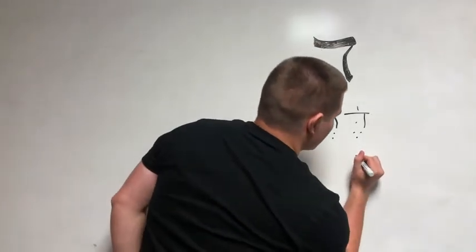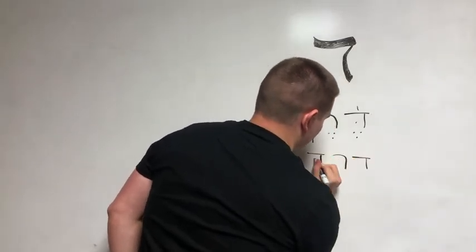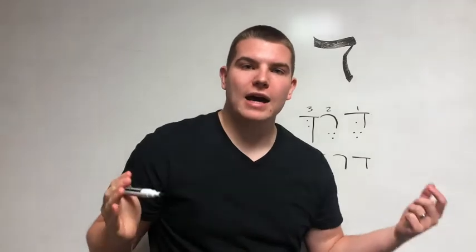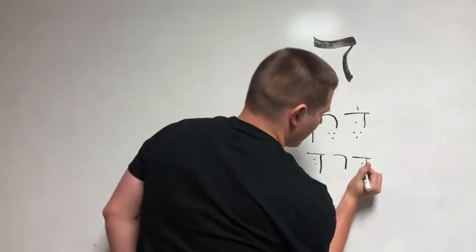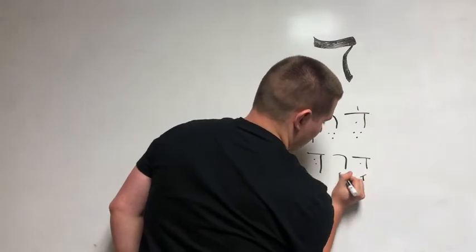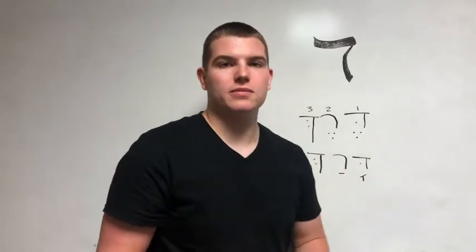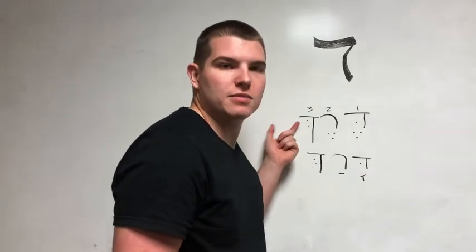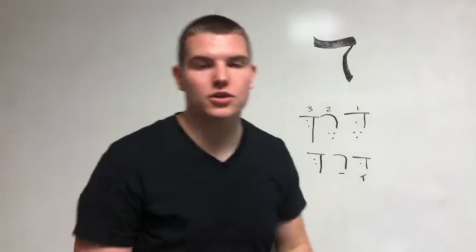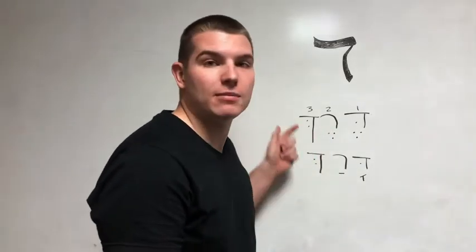So I'll write the same 3, just like that. And then if you add different vowels to it, it changes what the word is. So I'm going to add these vowels. And now this is a verb, which means march or tread. And it's related to this word, which means path or road, right? Because you march or you tread on a road or path. They're related because they use the same root.